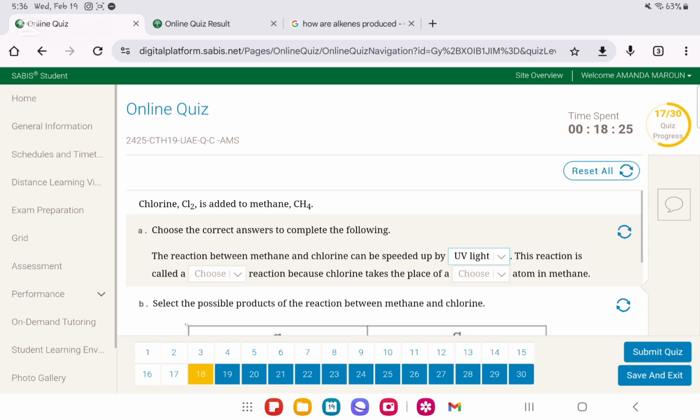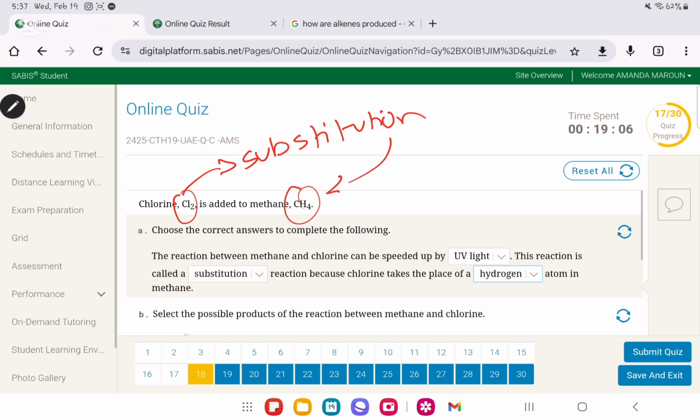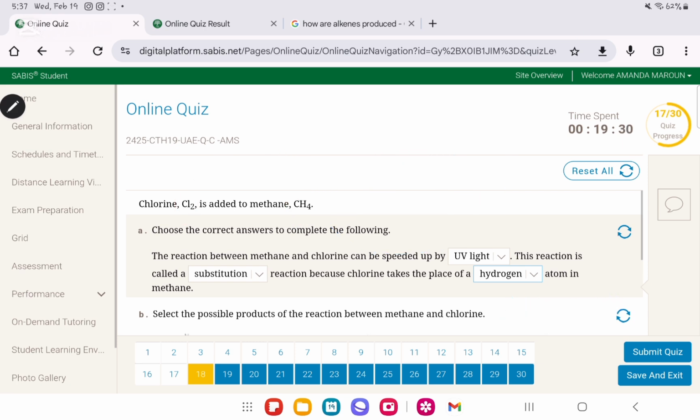In this case, it's UV light. This reaction is called what? It is called a substitution reaction, because chlorine takes the place of a hydrogen atom in the methane. You should remember always that chlorine does substitution with the what? With the alkanes. So we can make a general rule: whenever we see an alkane, the only thing it will undergo is substitution. Whereas alkenes, they undergo what? They undergo addition. So whatever you have, you are going to add it to what is already given.